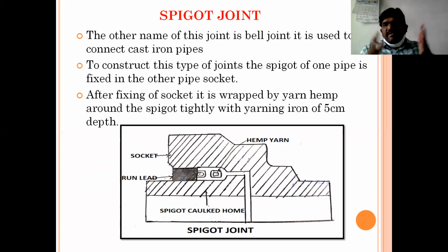See here, the other name of this joint is bell joint. See what this is? It is a spigot joint. The other name we can call this joint is bell joint. Normally, these joints are used for joining cast iron pipes.